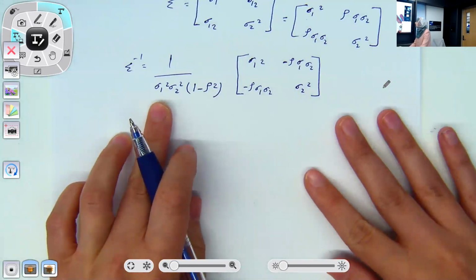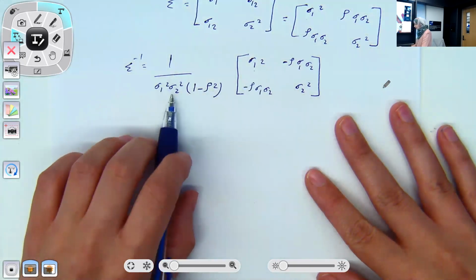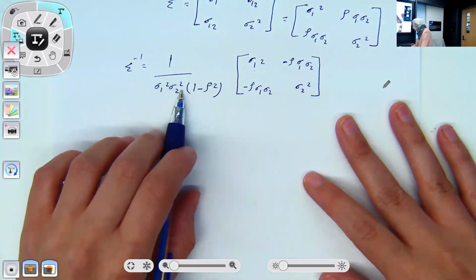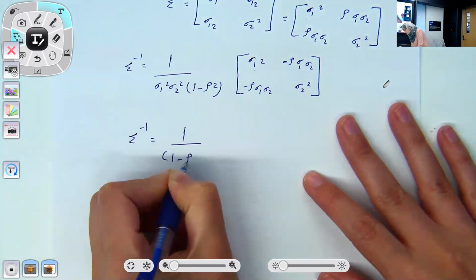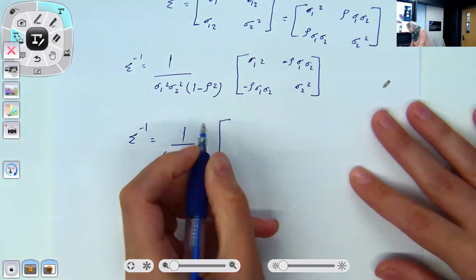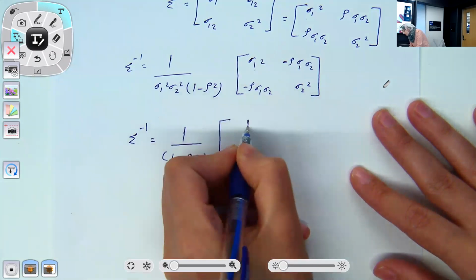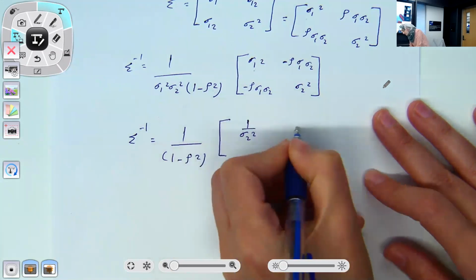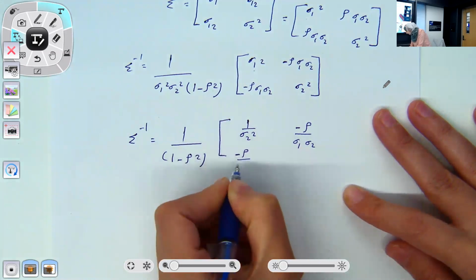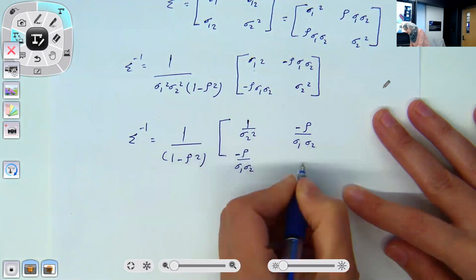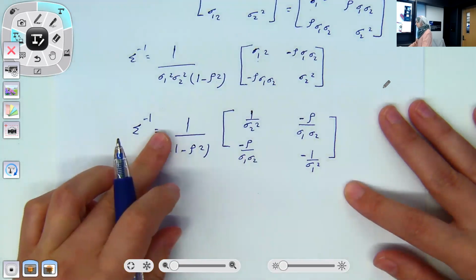So let's try to simplify. If we divide every entry by sigma 1 square sigma 2 square, just to simplify, we can write sigma inverse equal 1 over 1 minus rho square, times this matrix: sigma 2 square divided by sigma 1 square sigma 2 square gives 1 over sigma 1 square, the off-diagonal entries are minus rho divided by sigma 1 sigma 2, and the last entry is 1 divided by sigma 2 square. Okay, this is the value of sigma inverse.